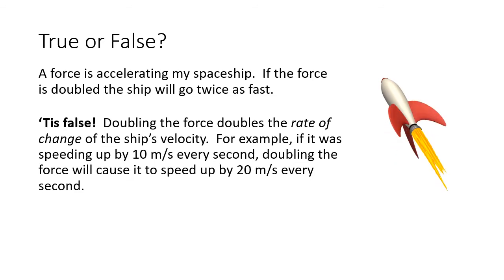The force is proportional to the acceleration, the rate at which the motion changes, not how much the motion changes. When you double the force, you double the rate of change of the ship's velocity, its acceleration. So, for example, if the ship was originally speeding up by 10 meters a second every second, then if I double that force, that will cause it to speed up by 20 meters a second every second. Doubling the force doubles the rate of change of motion. Will it end up going twice as fast? Well, that depends on other things.